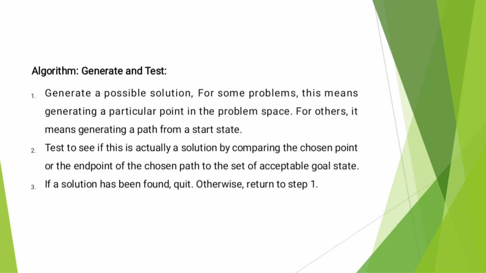Algorithm for generate and test. Generate a possible solution. For some problems, this means generating a particular point in the problem space. For others, it means generating a path from the start state. Test to see if this is actually a solution by comparing the chosen point or the end point of the chosen path to the set of acceptable goal states. If a solution has been found, then quit. Otherwise, continue generating.